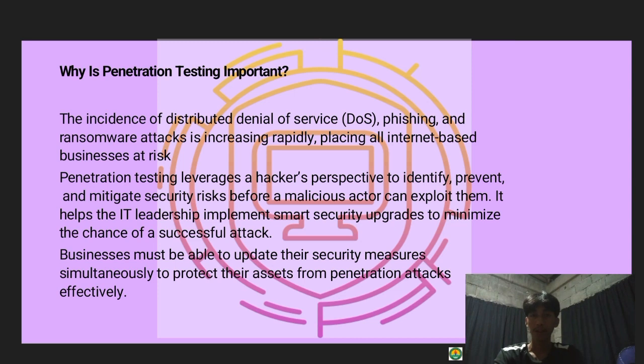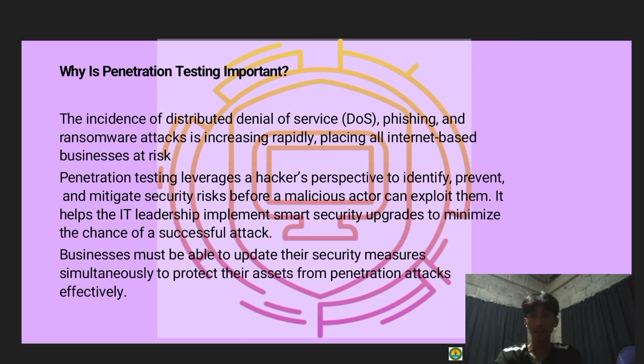Why is penetration testing important? Because the incidence of distributed denial of service, what we call DDoS, phishing and ransomware attacks is increasing rapidly, placing all internet-based businesses at risk.